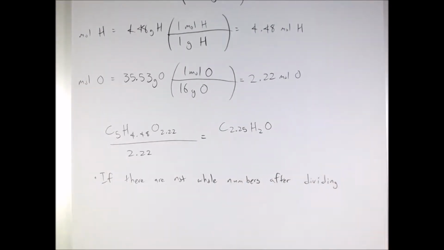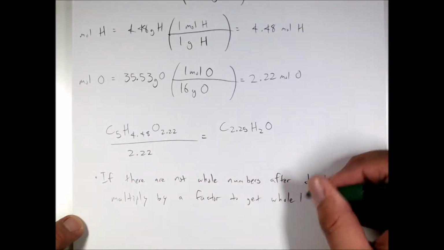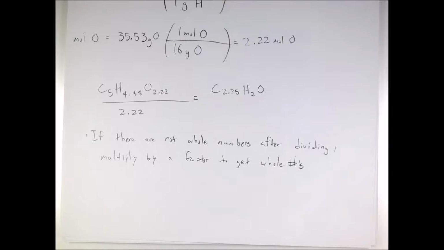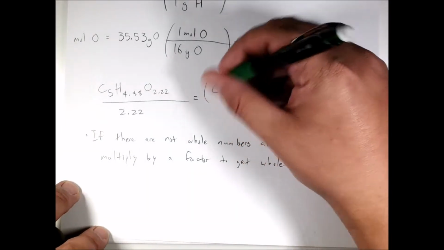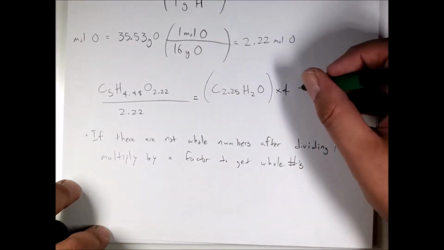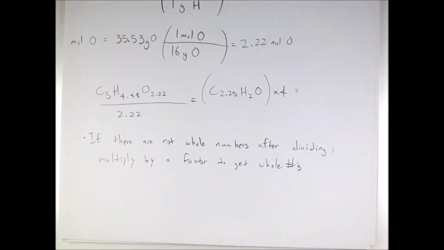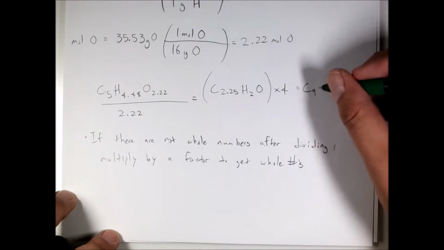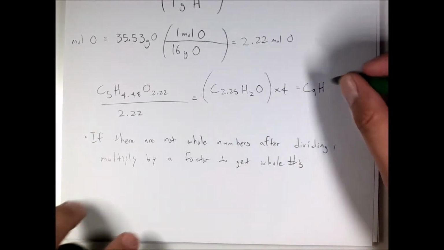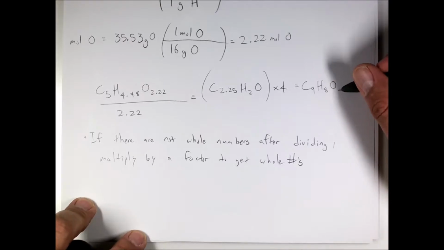you need to multiply the whole formula by a factor to get whole numbers. So what do you guys think I should multiply that formula by to get whole numbers? So the problem here is carbon, right? So what can I multiply that by to get a whole number? 4. Yep, so what I'm going to do is take the whole thing times 4. And then what do we get here? 2.25 times 4 is what? 9. So C9H8O4.